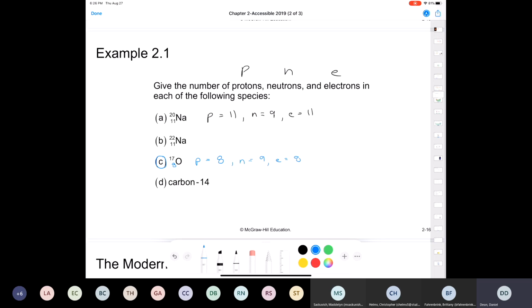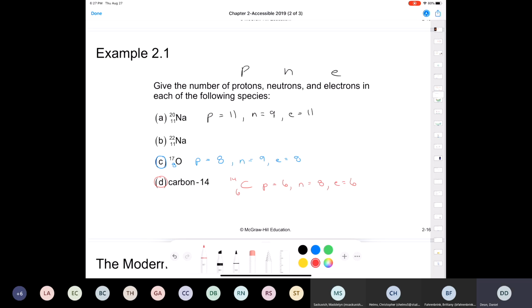Carbon 14, the same kind of exercise. I have to go to the periodic table, and I see that carbon is element number 6. So carbon has an atomic number of 6, and this isotope has a mass number of 14. Carbon always has 6 protons. 6 plus 8 gives me 14, so it has 8 neutrons, and it has 6 electrons. All right, that's a pretty simple example.